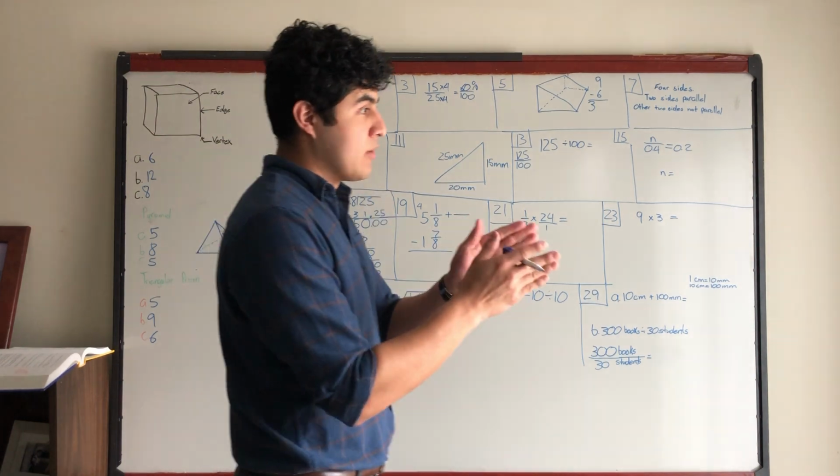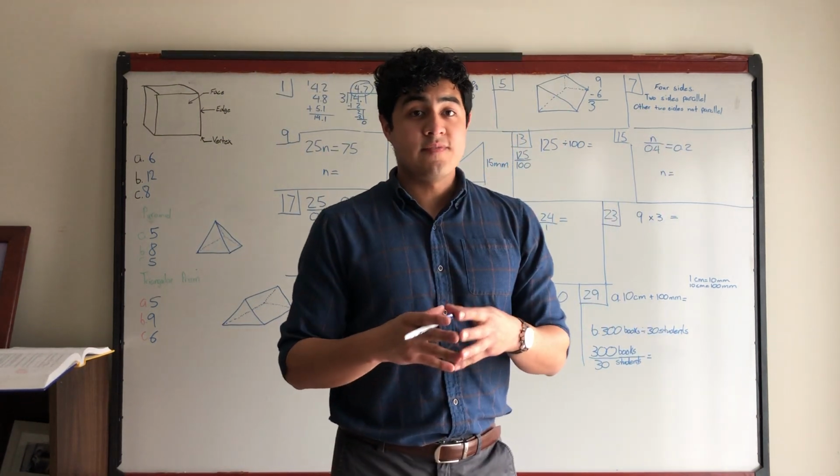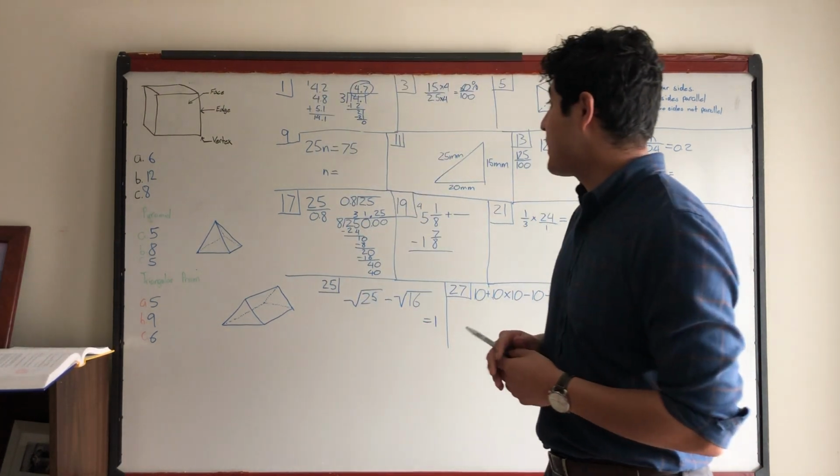Parallel lines run parallel to each other and never intersect. So make sure you write the definition of a trapezoid there on a separate sheet of paper.